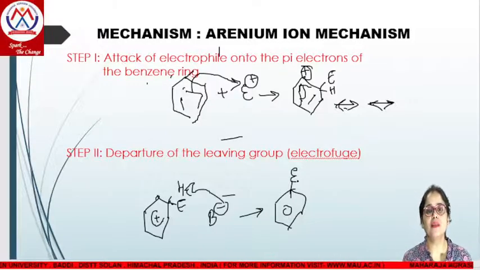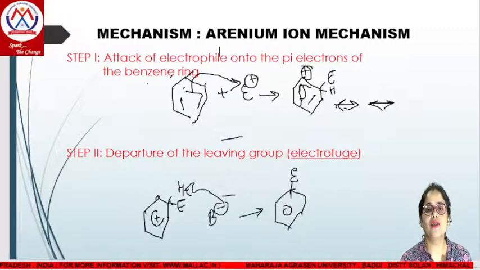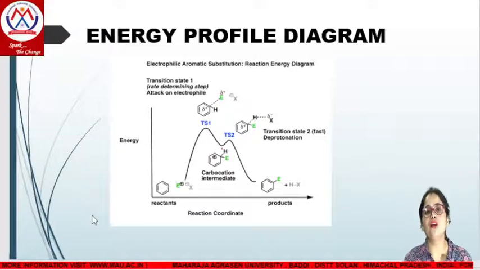So this is the mechanism of aromatic electrophilic substitution, and whenever a mechanism is proposed for any reaction, some evidences are given in support that yes, this is actually the mechanism which is happening, right? So here also the scientists gave two evidences in support of this mechanism. So let us discuss these evidences one by one. Okay, before going into that, let me just show you the energy profile diagram of aromatic electrophilic substitution.